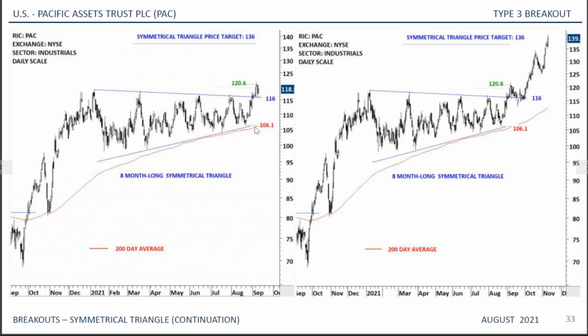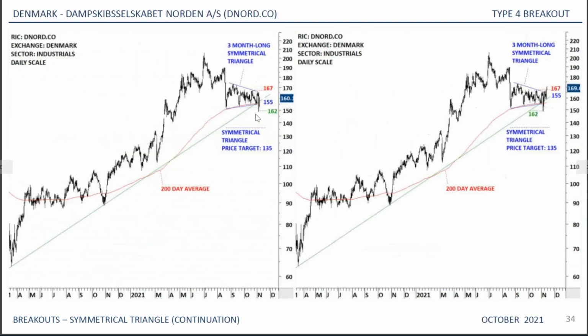Symmetrical triangle that's set up nicely above the 200-day moving average. Breakout takes place, and then we see a pullback and a breach of the boundary, and then recovery and recompletion. So type 3 breakout, the second chance can be given to those breakouts to capture the following trend period. Reaches the price target, type 3 breakout.